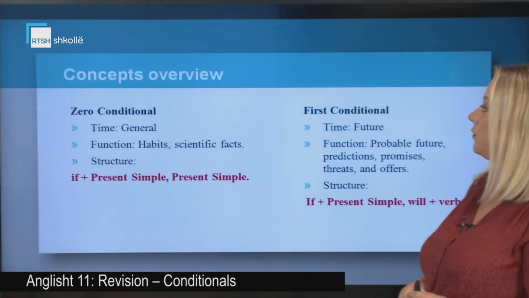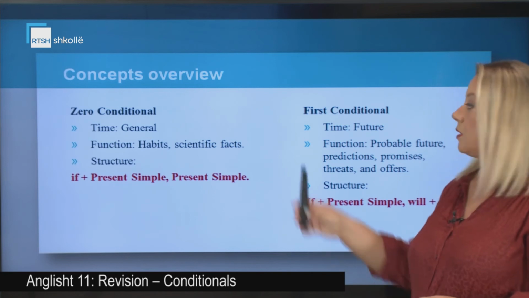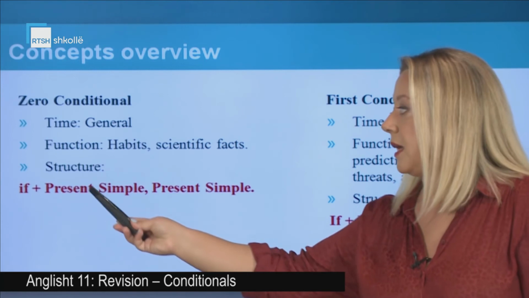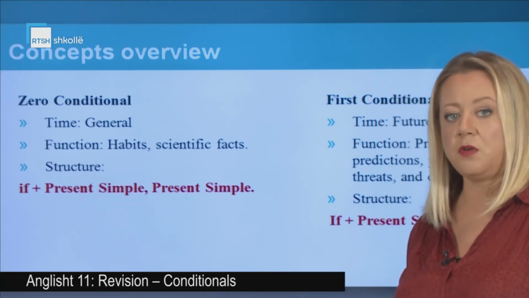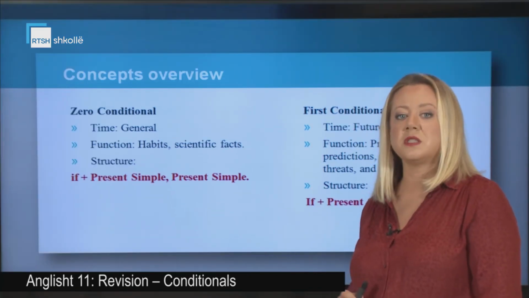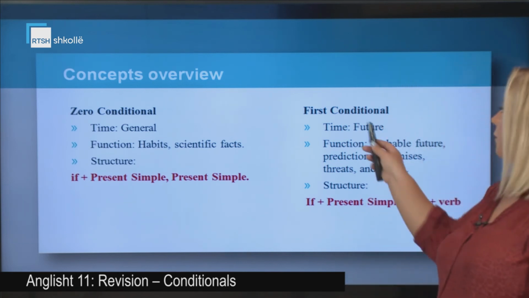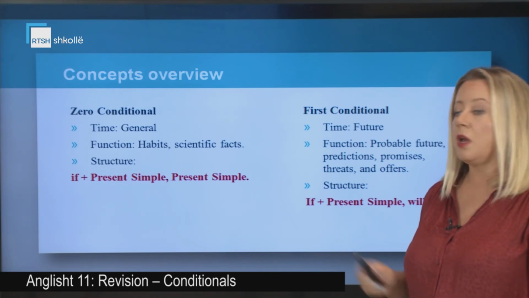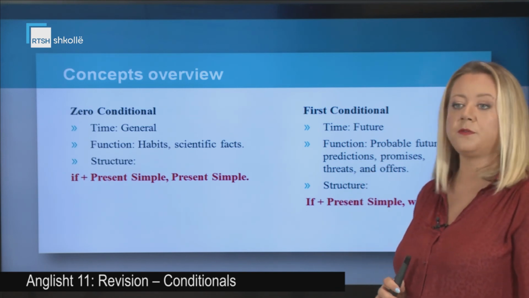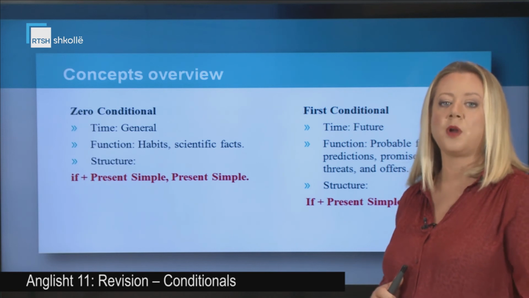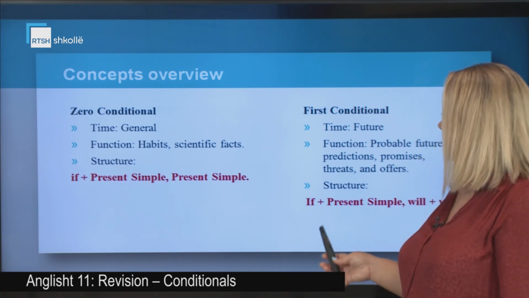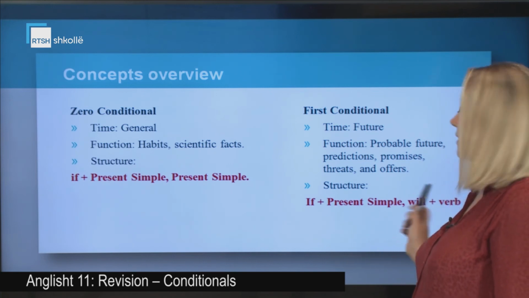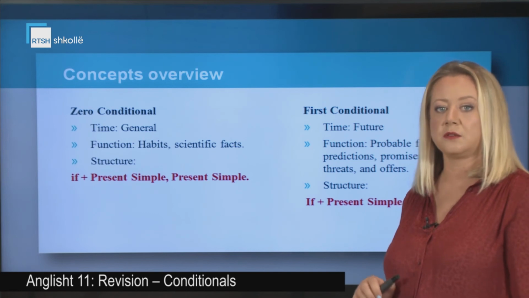Let's make an overview of the concept. For zero conditional, time is general. It is formed by if and present simple in the if clause and present simple in the result or main clause. First conditional, the time is future. The function is about probable future predictions, threats, promises, etc. And the structure is if plus present simple in the if clause and will plus the base form of the verb in the result clause.